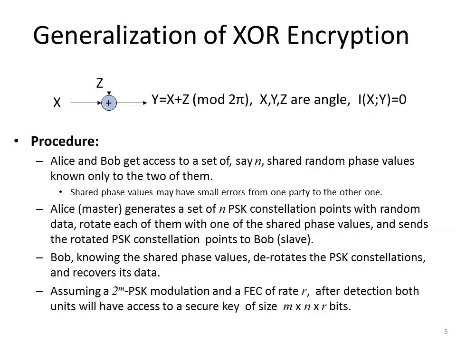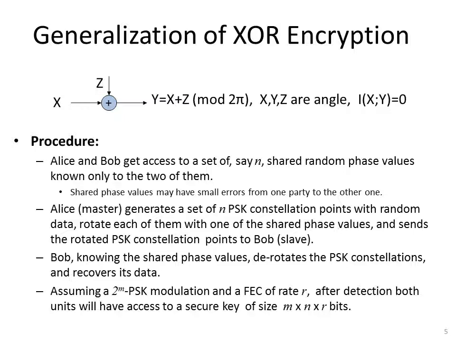To further continue the discussion, we have the following procedure to use the features explained in the previous slides to achieve perfect secrecy. The procedure is as follows. First, Alice and Bob get access to a set of, say, n shared random phase values which are known only to the two of them.